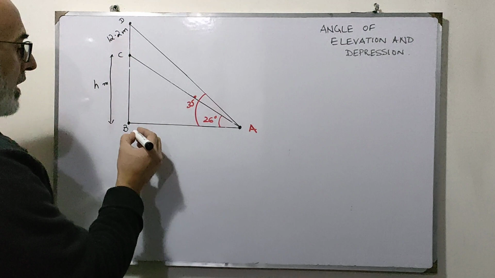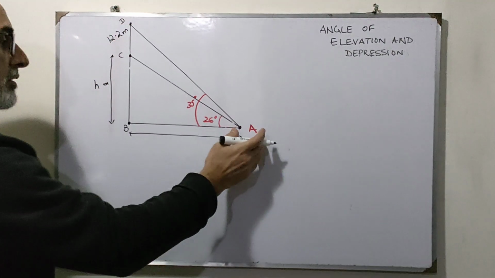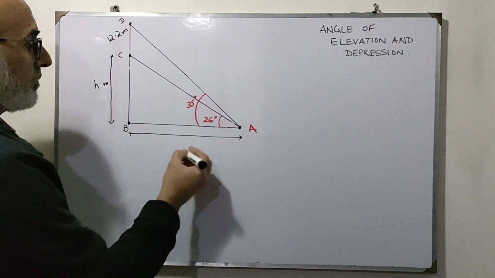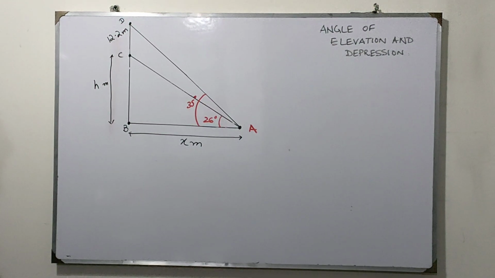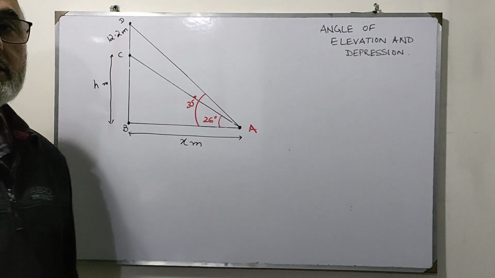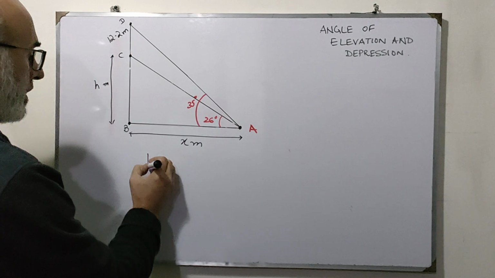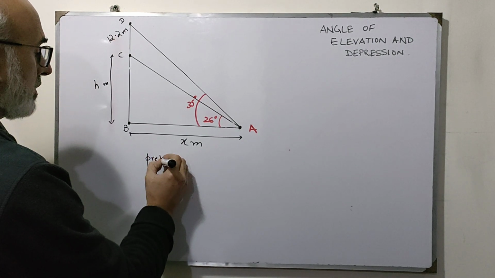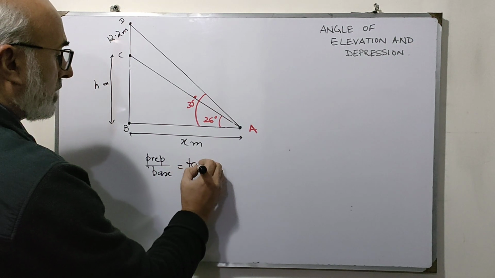Now, if we have to find how far this person is from the building, which is x meters, let's find out the distance. We are going to apply the trigonometric ratio as before. So perpendicular over base is equal to tangent.